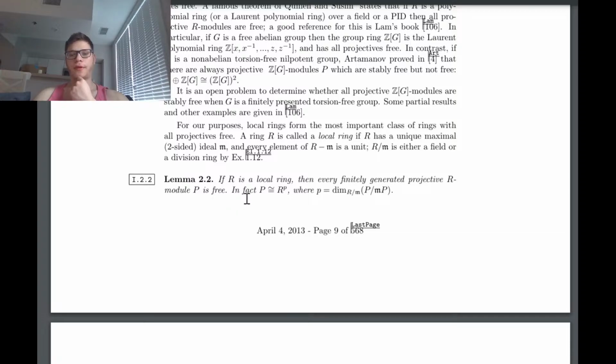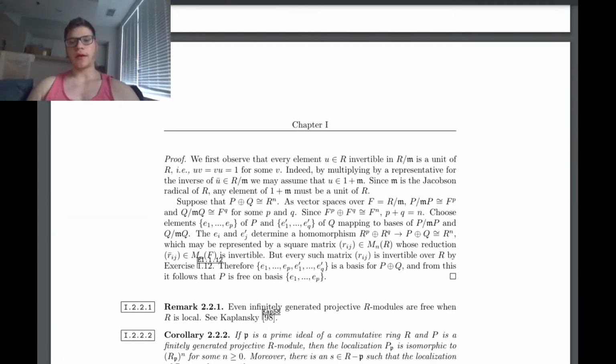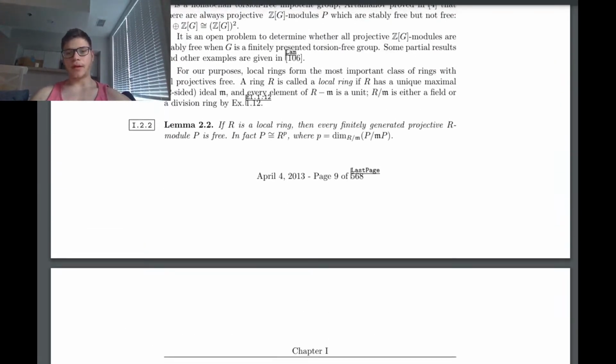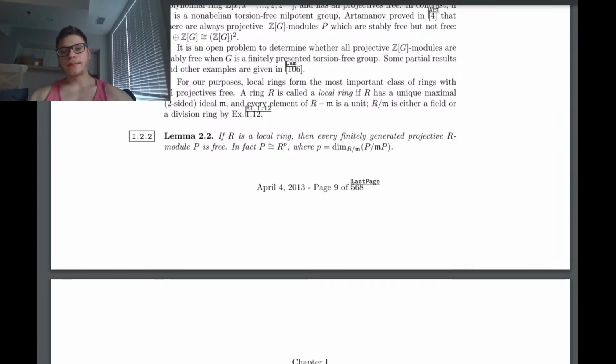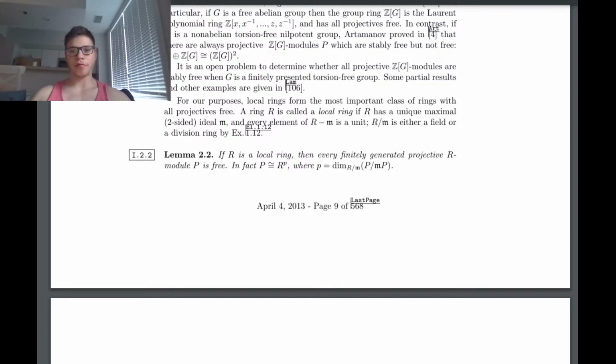I think I proved, okay, so maybe not this part where the dimension is actually this, but I think I proved this. Did they prove it? Oh, okay, they prove it here. Nice. I think I did this as an exercise in ComAlg. So we're defining local ring for not necessarily commutative rings. I did this for commutative rings, but yeah.